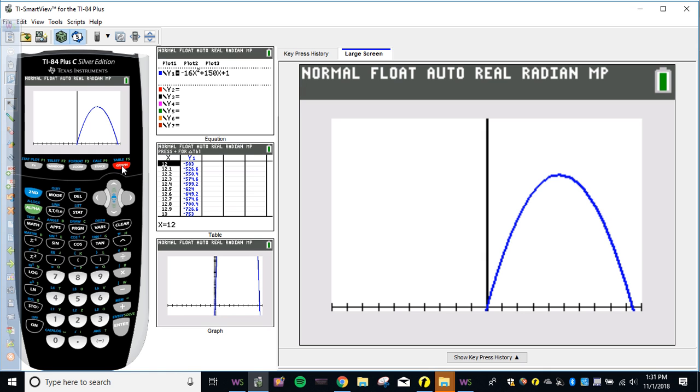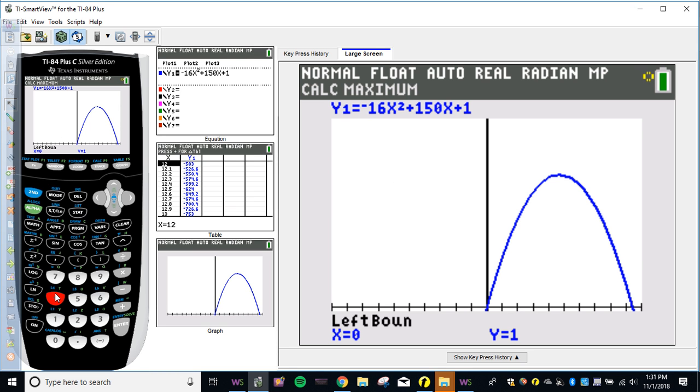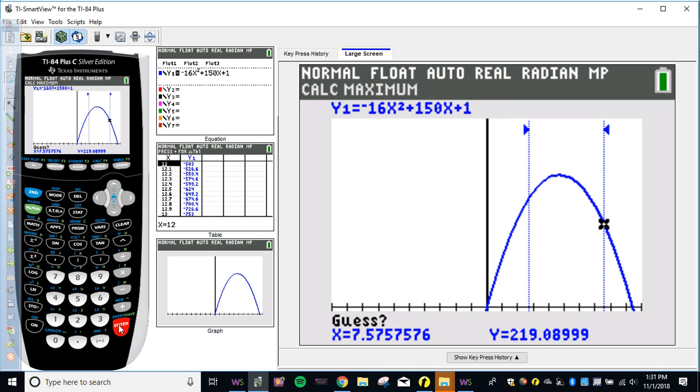And now we need to get the maximum. So second trace max. So that's number 4. And you'll notice your cursor is at 0. Most of your cursors should be at 0. It just starts on the y-axis. So we want to arrow up closer to the vertex. Enter. And then we're going to go across the vertex to the right side of it because it's asking for right bound. Enter. And then enter once more. And you should get that max.